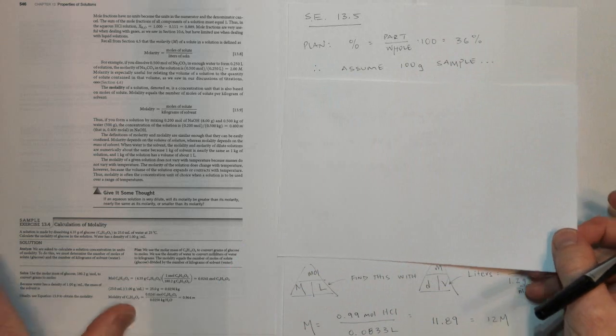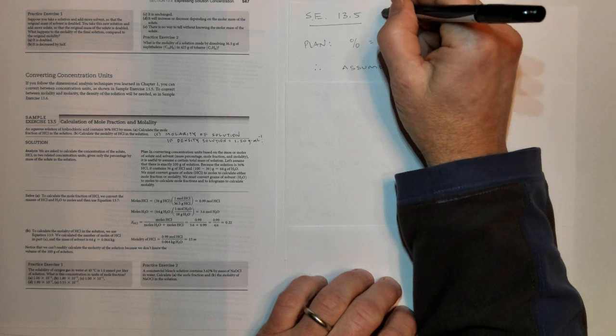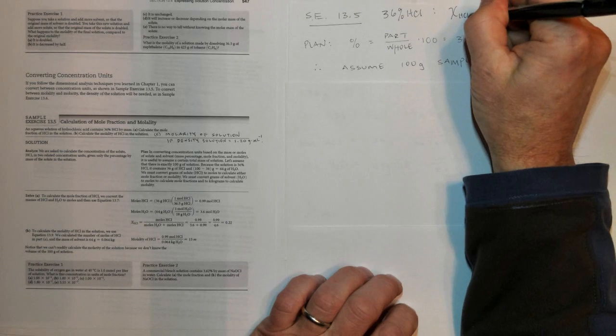Alright, the last one we're going to do is sample exercise 13.5, where we have to calculate and change between some types of concentration measurements. It says an aqueous solution of hydrochloric acid contains 36% HCl by mass. Calculate the mole fraction of HCl.